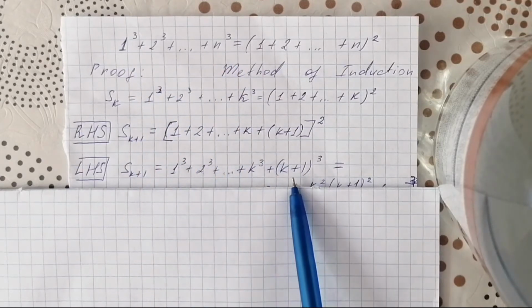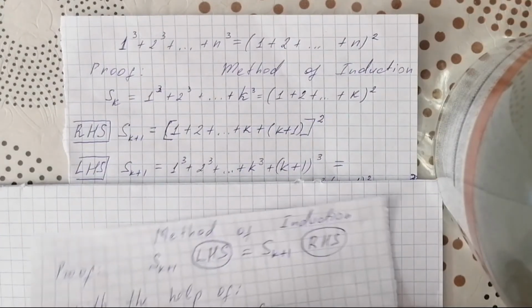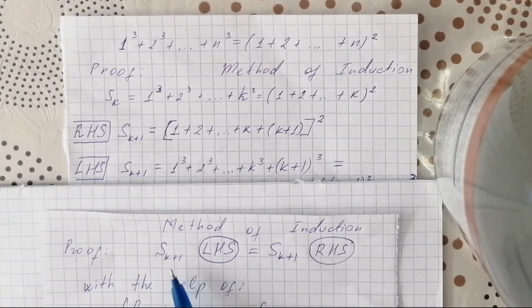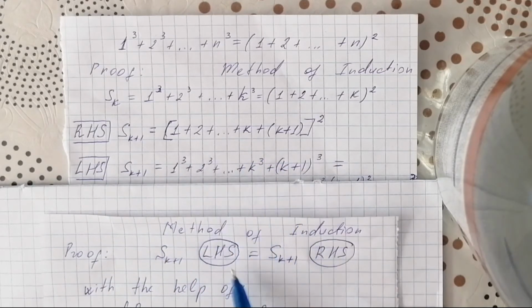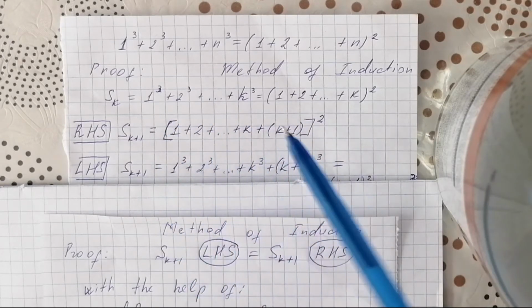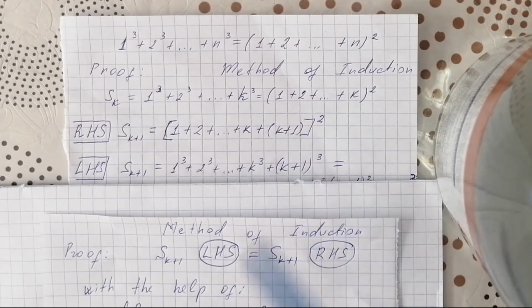And for the left hand side, we have this type of sum. So for the method of induction we are going to show that Sk plus 1 in the left hand side, this expression, equals Sk plus 1 in the right hand side, this expression. So we are going to show equality of these two expressions.